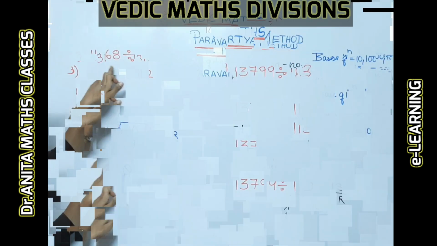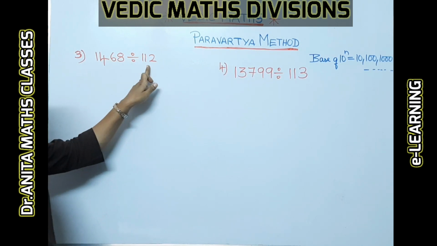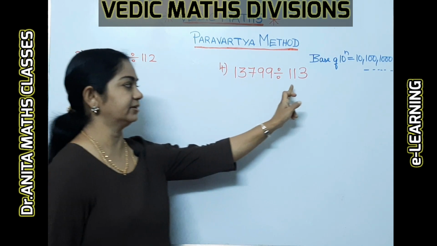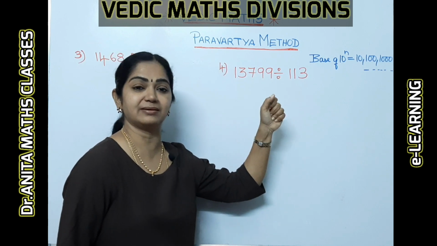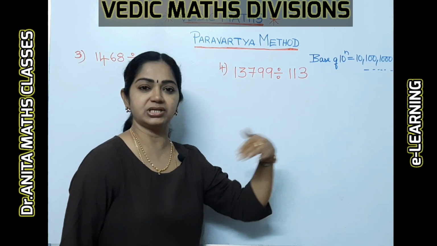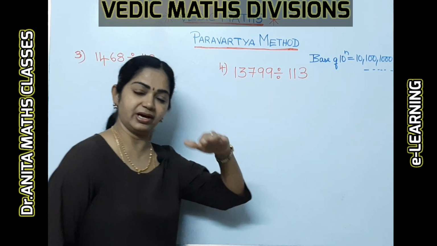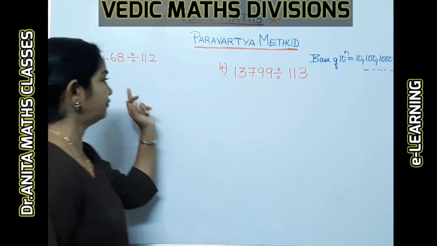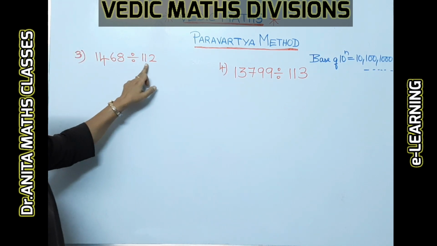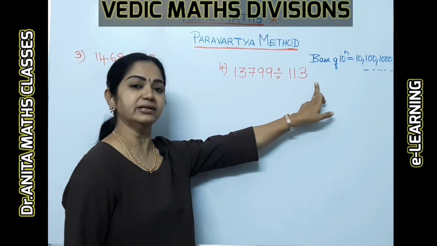Let's see the next problem. Dividing by 112, and I have written 113. Now these are the base numbers which are just more than 100. We have looked at bases near 10; now we will see the hundreds. Okay, 112 and 113 are the divisors.